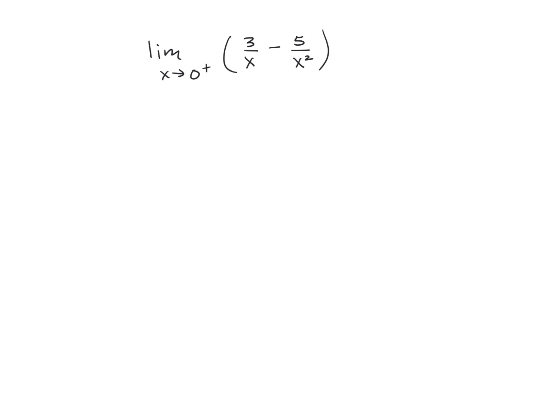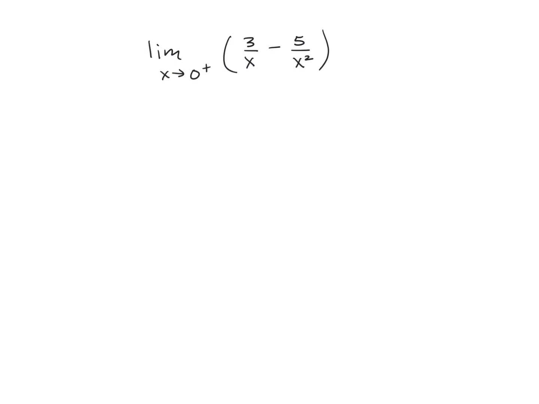So in this example, we want to take the limit as x goes to 0 from the right of 3 over x minus 5 over x squared. As x goes to 0 from the right, we know that the fraction 3 over x is going to be going to positive infinity because the denominator is getting smaller and smaller, and dividing by that makes the answer bigger and bigger. Same thing is true for 5 over x squared.